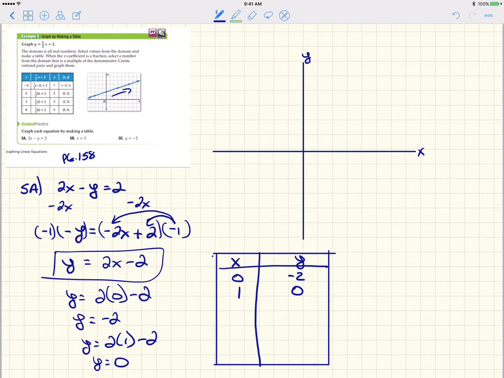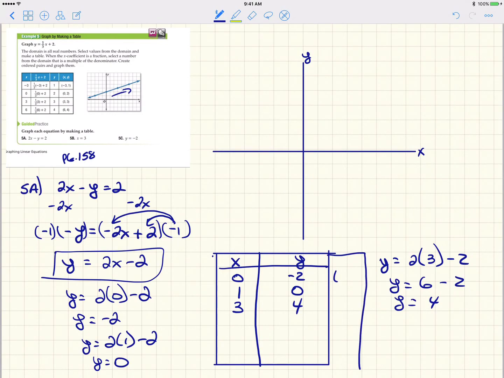Let's pick one more point. Let's jump ahead a little bit and go to 3. What happens when x equals 3? If x equals 3, y equals 2 times 3, minus 2, so y equals 6 minus 2, y equals 4. So I have three points. Remember that my x, y over here is the combination of the x and the y points. So 0, negative 2; 1, comma 0; and 3, comma 4.